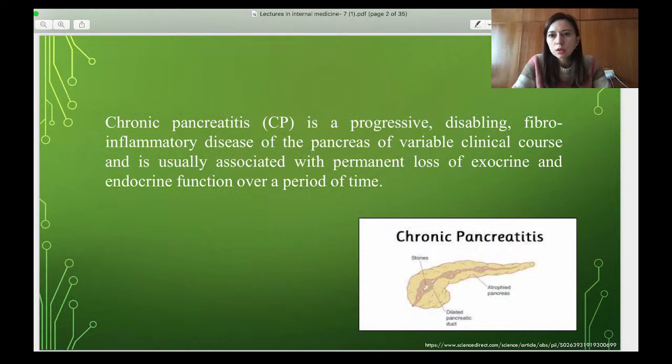What is chronic pancreatitis? Chronic pancreatitis is a progressive, disabling fibroinflammatory disease of the pancreas of variable clinical course and is usually associated with permanent loss of exocrine and endocrine function over a period of time.